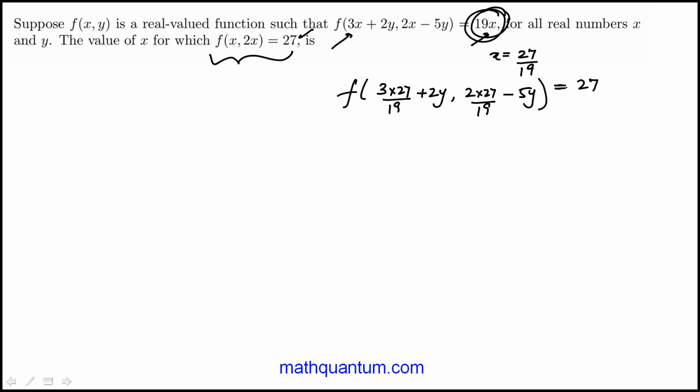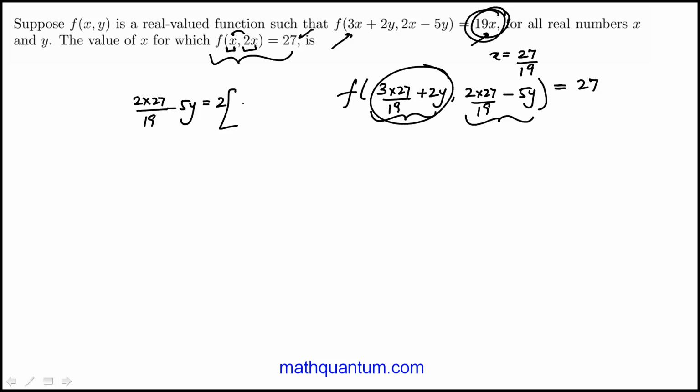equal to 27. Now I have this other condition that the second value is double that. That means that quantity has to be equal to twice that. That would give us a specific value for y, and I can find that out. So 2 times 27 over 19 minus 5y is 2 times this quantity. And I will just leave everything in that fraction form with 19 because it will perhaps simplify.